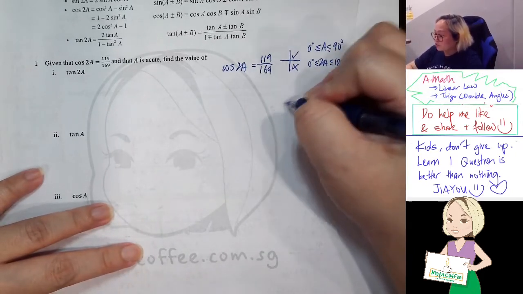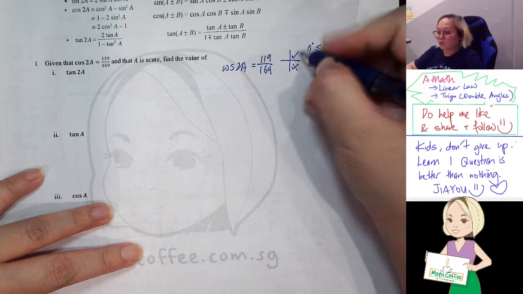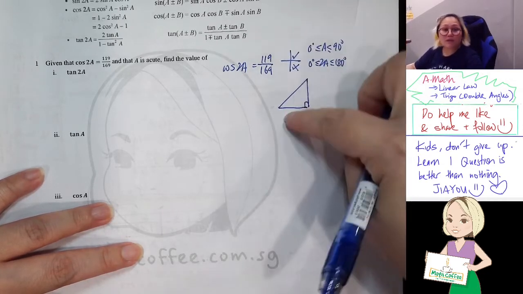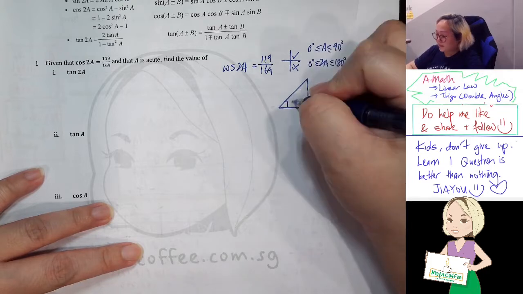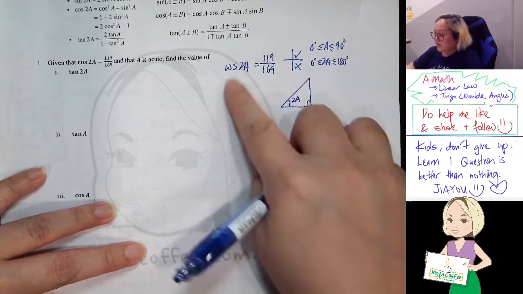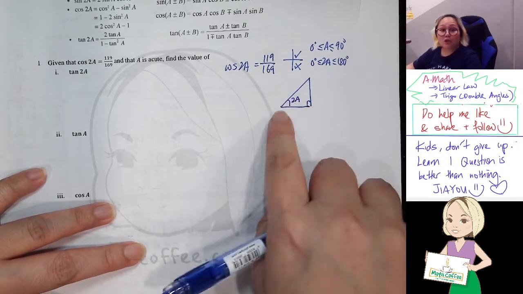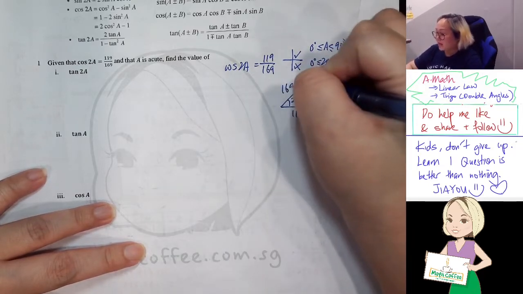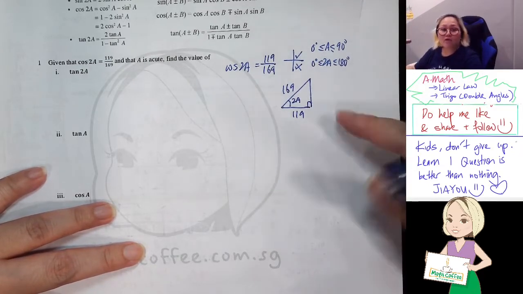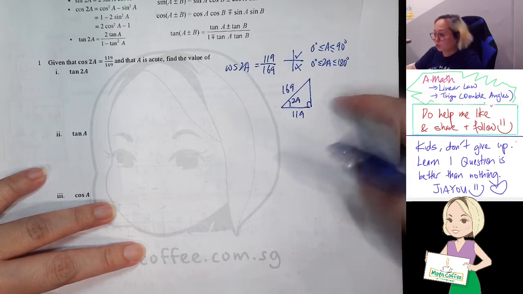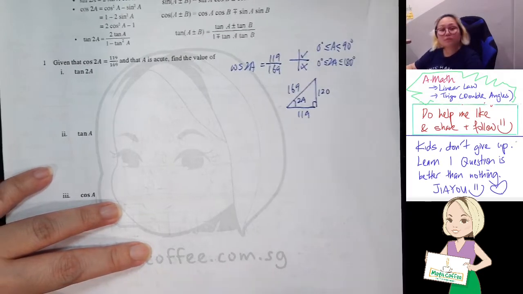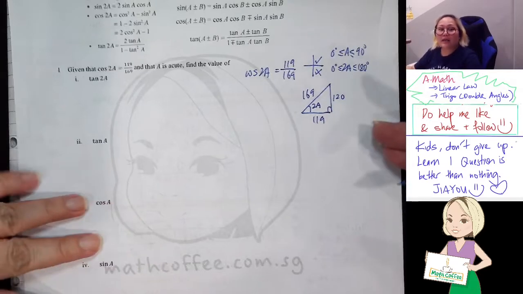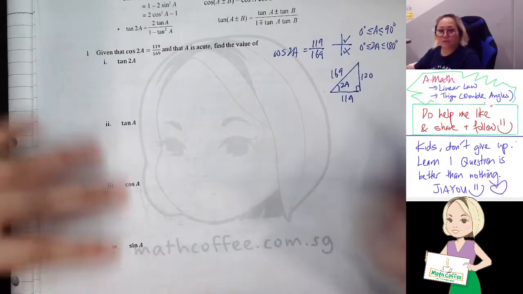So then after that, we're going to draw the triangle. Because it's in the first quadrant, I draw it in this direction. And because it's in the first quadrant, I can straight away label the inside angle as 2A. Cosine is adjacent over hypotenuse. So adjacent, I know this one is 119, this is 169. Pythagoras theorem tells me that my third side is 120. So just put 120. So now I have all the information here already. Now I can start to answer the question.